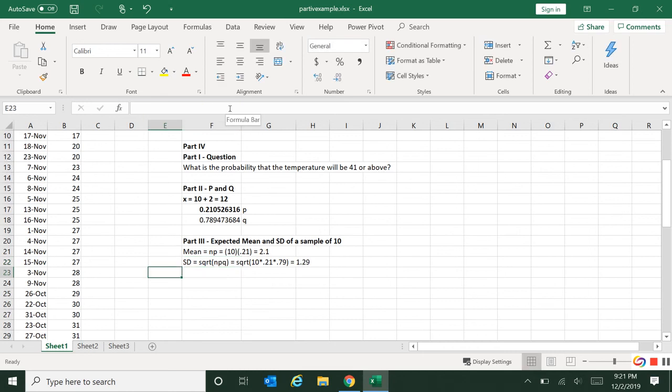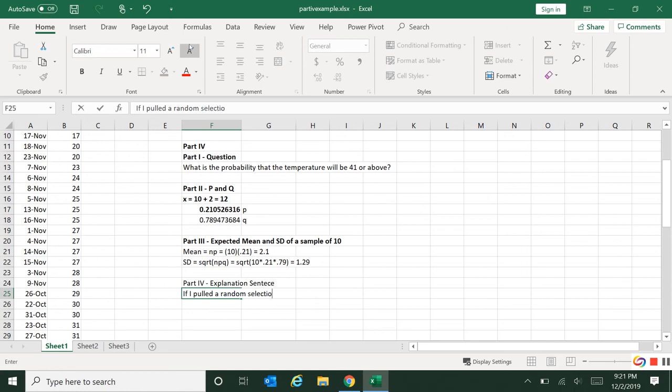So now, what does this mean? The last part of this, part 4, is the explanation sentence. I want you to tell me what the mean and the standard deviation mean. Well, this means that if I polled a random selection of 10 days, I would expect 2.1, so 2 days, give or take one. I'm rounding these to whole numbers because I don't have half a day.